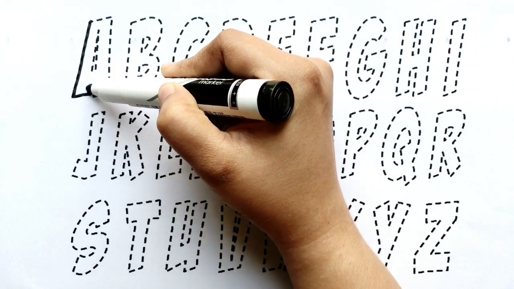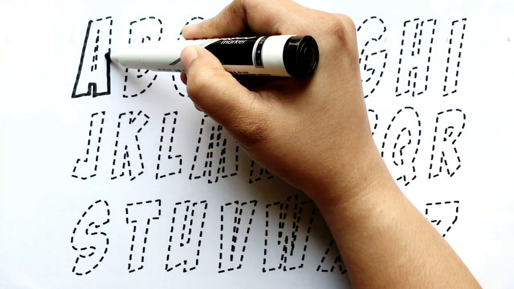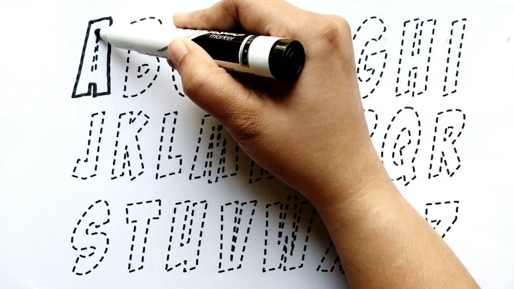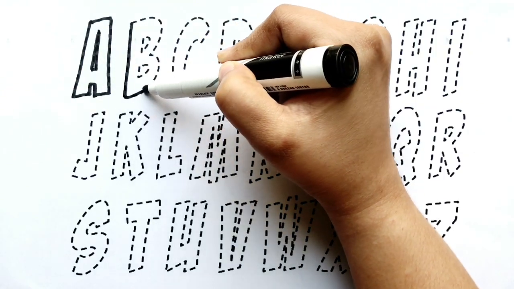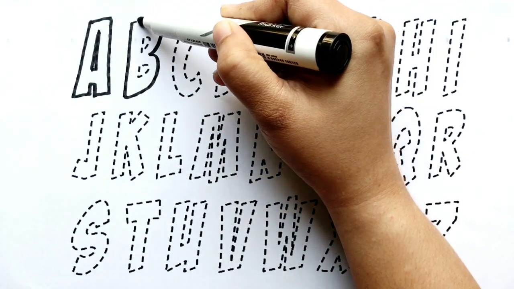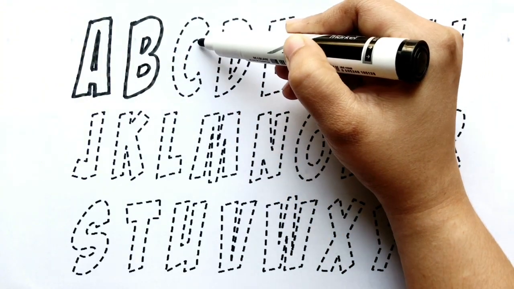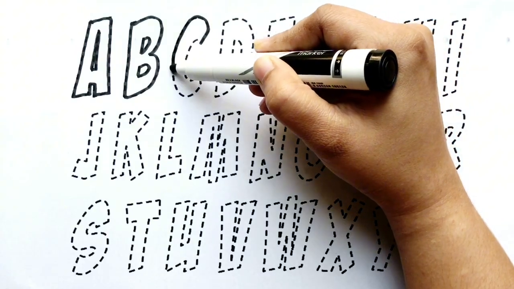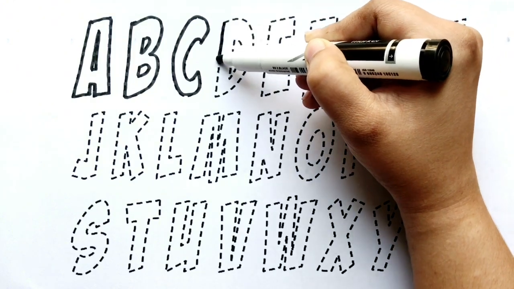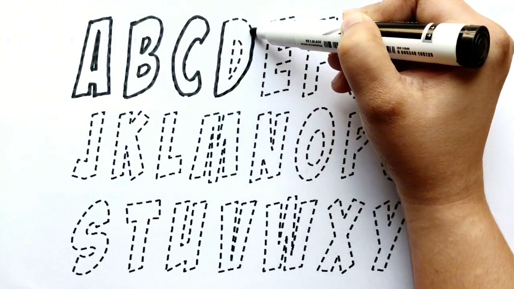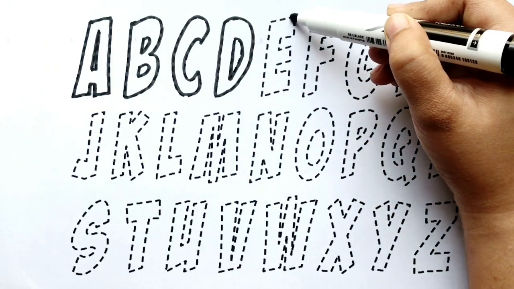Uppercase letter A, B, C, D, E, F, G, H, I, J, K, L, M, N, O, P, Q, R, S, T, U, V, W, X, Y, and Z. Now I know my ABCs. Next time, won't you sing with me?